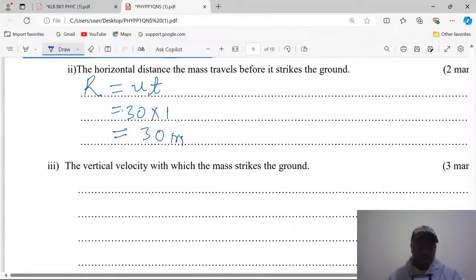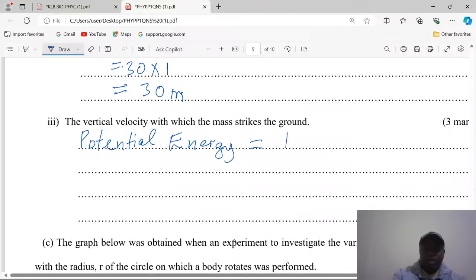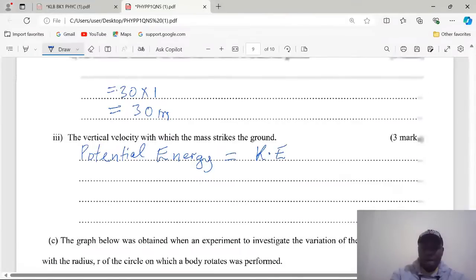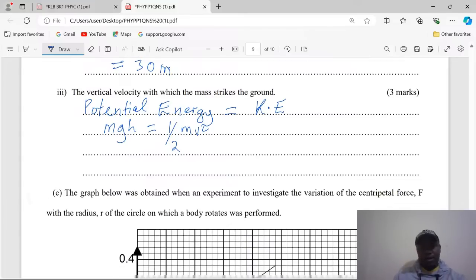Okay. We are also told to calculate the vertical velocity with which the mass strikes the ground. So as it comes to the ground, it gains some velocity, and we shall say that the body is converting its gravitational potential energy to kinetic energy as the body approaches the ground. And so we can say that gravitational potential energy, given by mass of a body times the gravity multiplied by the height, equals kinetic energy, which is half m v squared.